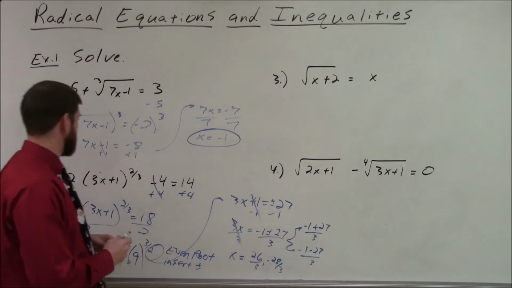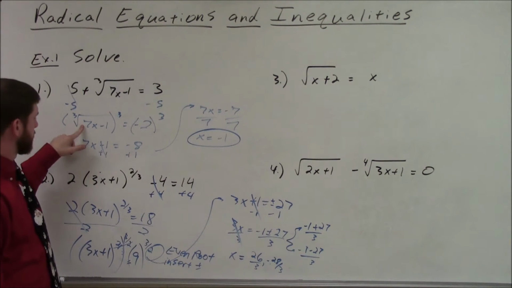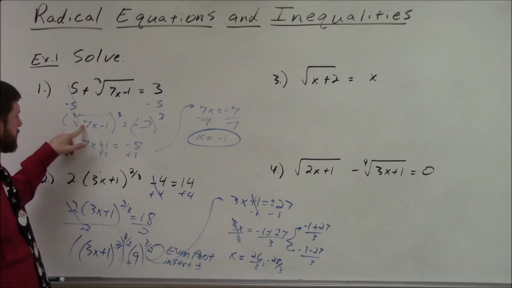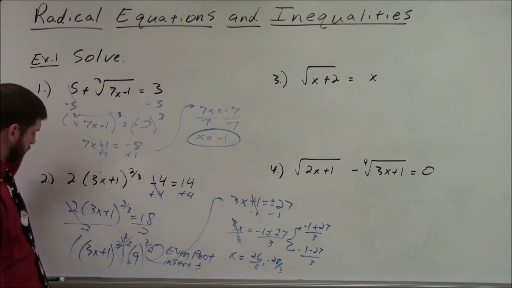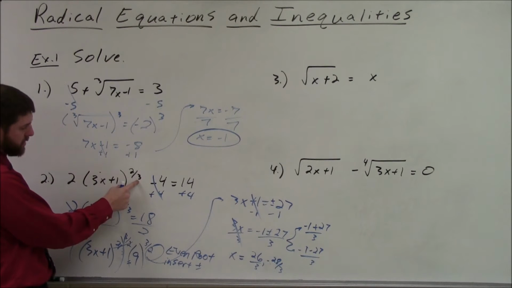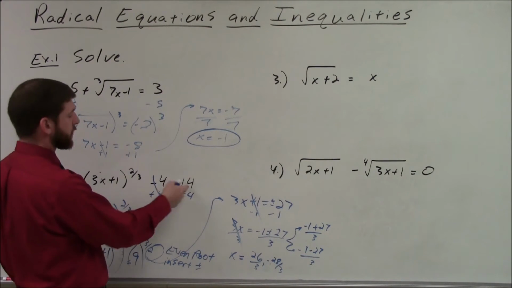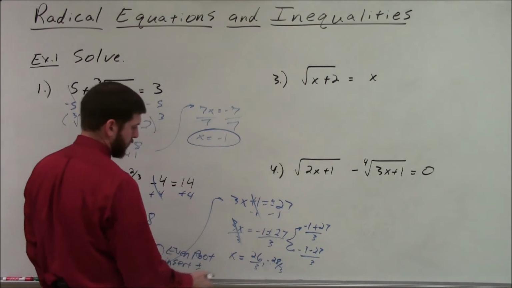And let's just go through and check them. Oh, sorry, wrong equation. Sorry. 26/3 times 3 is 26, plus 1 is 27. Cube root of 27 is 3. 3 squared is 9. 9 times 2 is 18. Minus 4 is 14. So 26/3 works.